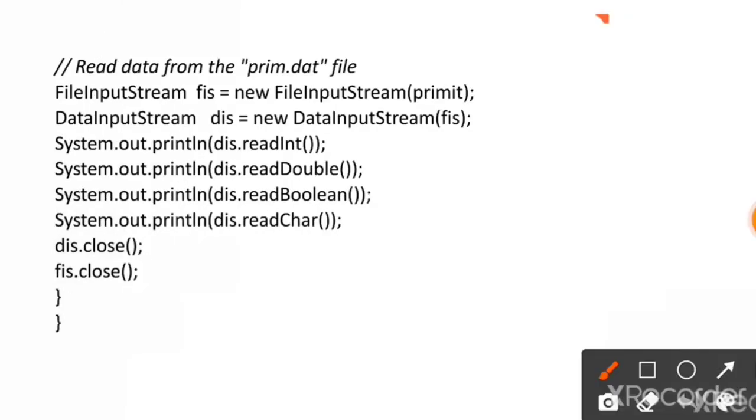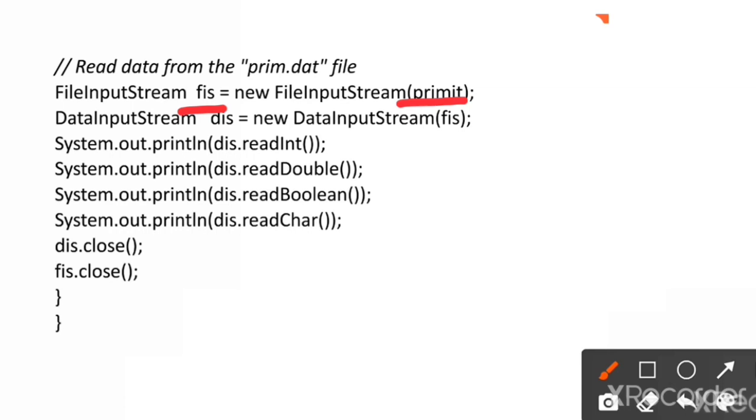Let us now see how to read data from the input file. To read the data from the file, I have to create an object of the FileInputStream class. So I'm creating an object FIS, and I'm linking that object to the actual file through the file object primit. Primit is the name of the file object which is connected to the actual file.